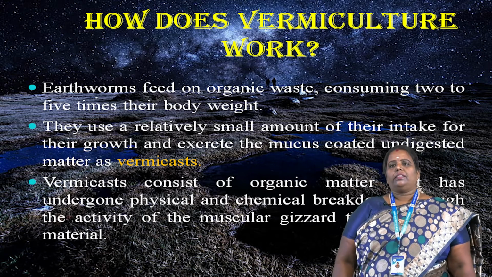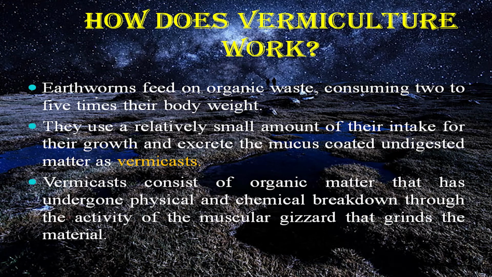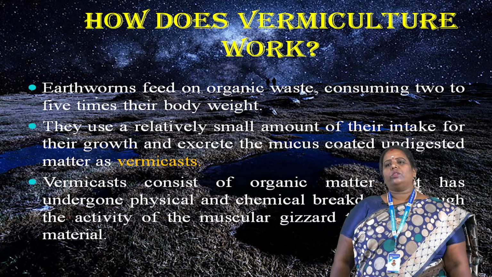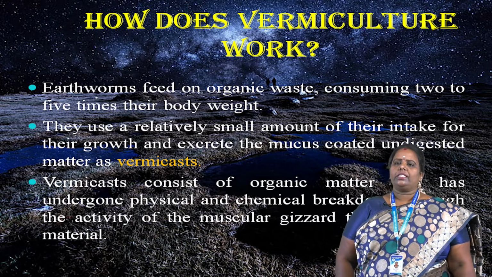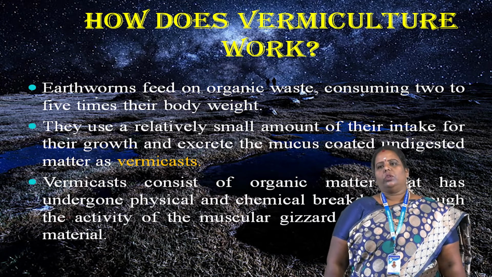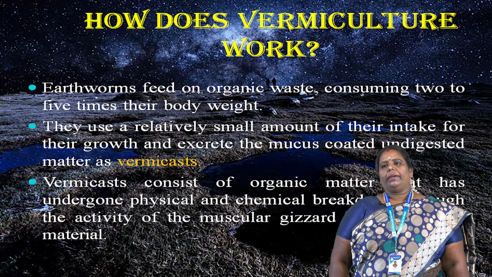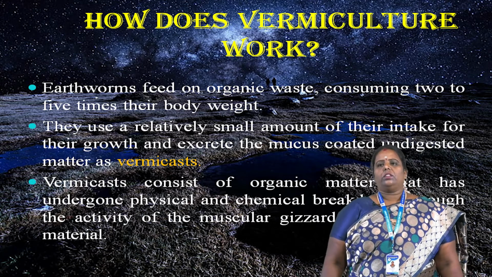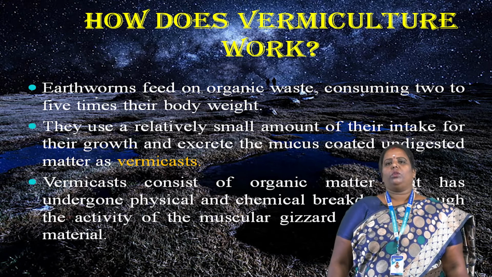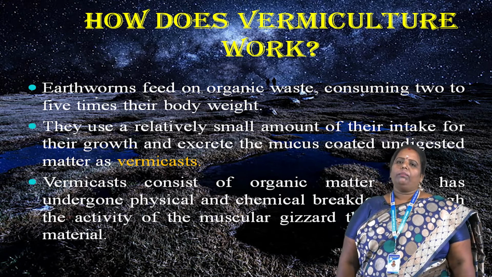That vermicast consists of organic matter that has undergone physical and chemical breakdown through the activity of the muscular gizzard that grinds the material. This vermicast is also used as manure, because the physical structure of the soil is also changed by some chemical breakdown, meaning by some enzymes. On the next slide I will tell you which enzymes are used to digest the soil matter.